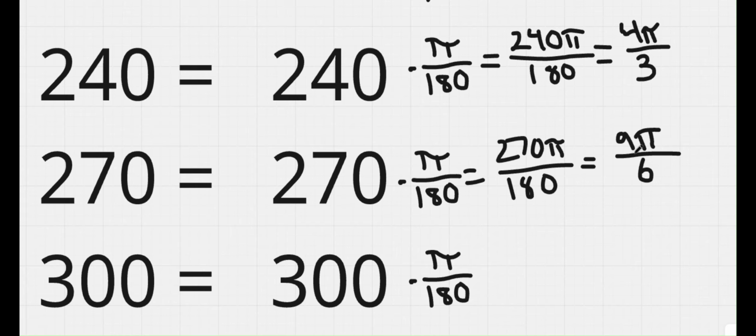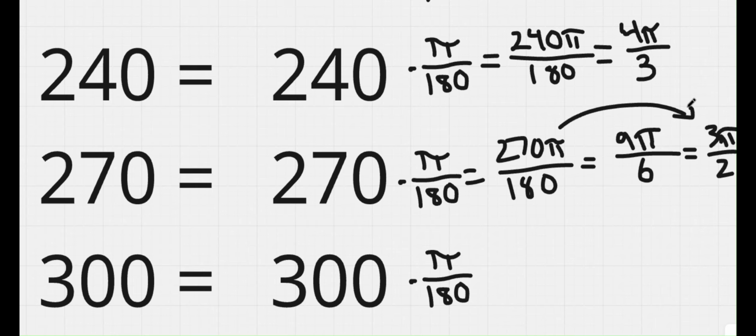Something there is off because this should still be reduced. There's a common factor of 3. 3 goes into 9 3 times. So that's 3 pi over 2. So really we should have reduced by 60. If we would have reduced by 60, we would have just ended up with this answer here.